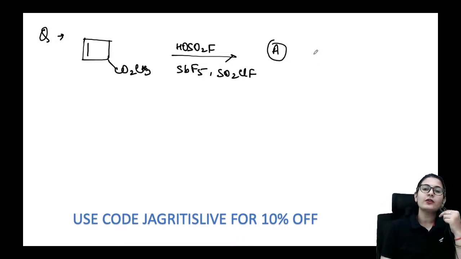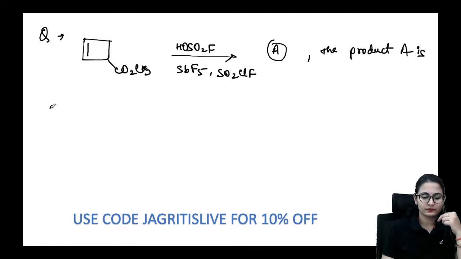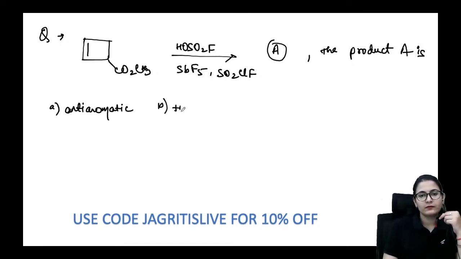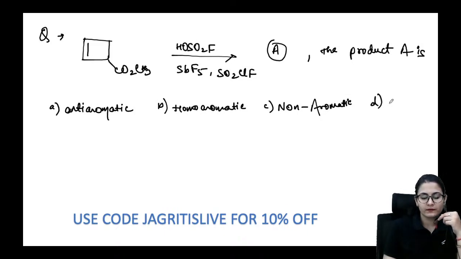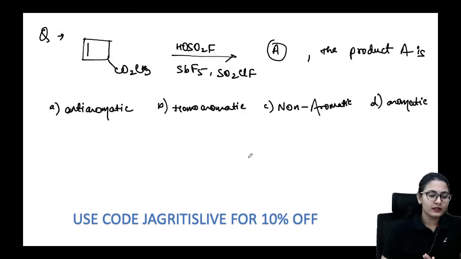All right. So the product A is anti-aromatic, homoaromatic, non-aromatic, and simply aromatic. What is it?